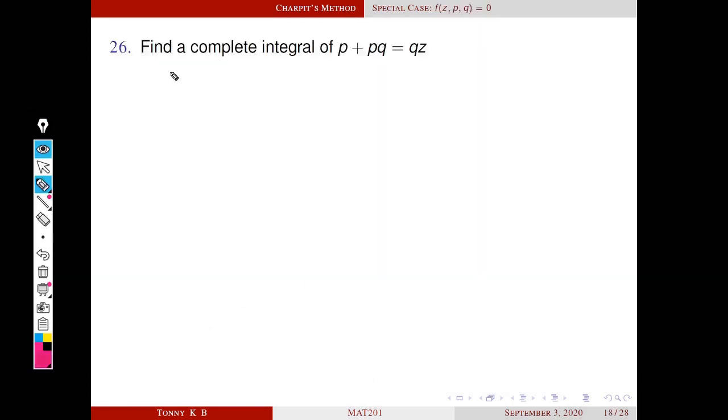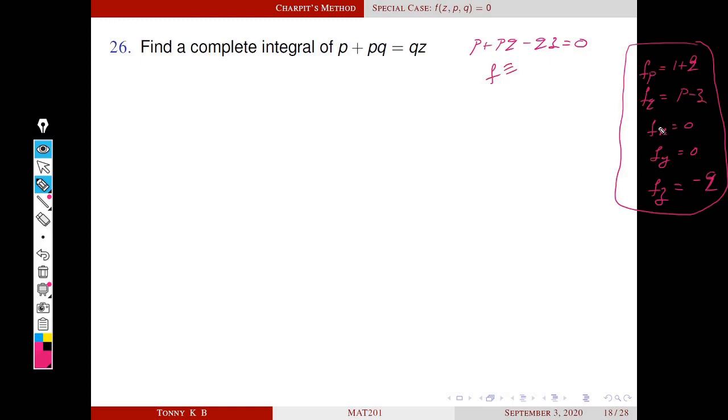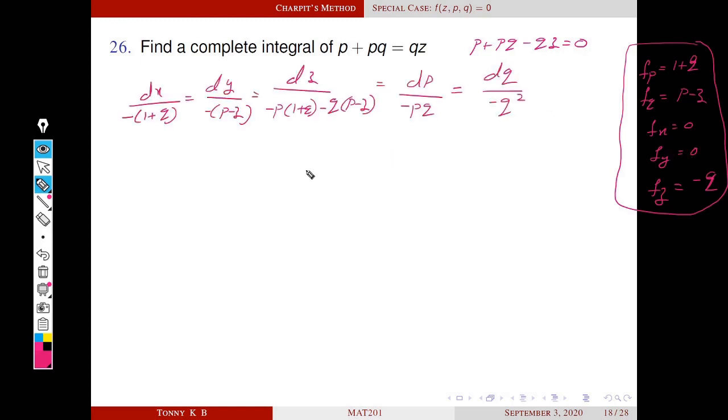Next problem. Find a complete integral of p plus pq equal to qz. It is clear that this PDE is independent of x and y. So this is of the form f of z, p, q equal to 0. So standard form of this PDE is, here f is p plus pq minus qz. These are the partial derivatives with respect to p, q, x, y and z. These two are 0. Then you write the Charpit's equations. So these are the Charpit's equations.